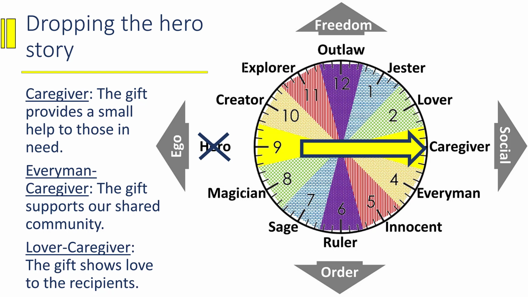Dropping the hero story. One approach to this conflict is easy. Just use the donor's preferred character. If the donor is naturally drawn to the caregiver story, use it. For example, the gift provides a small help to those in need. This matches the caregiver. The gift is the kind of thing that people like us do. It supports our shared community. This matches the everyman caregiver. The gift shows love to the recipients. This matches the lover caregiver.